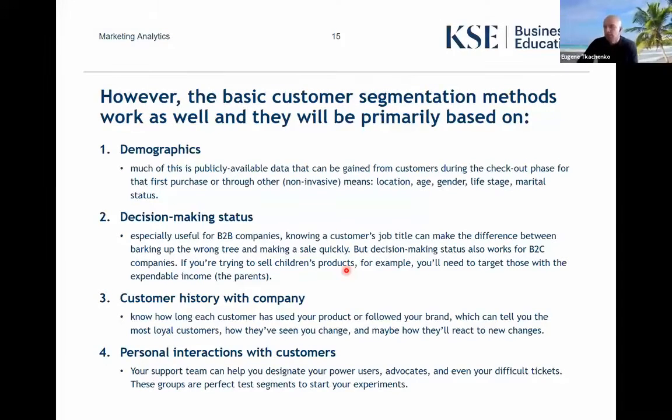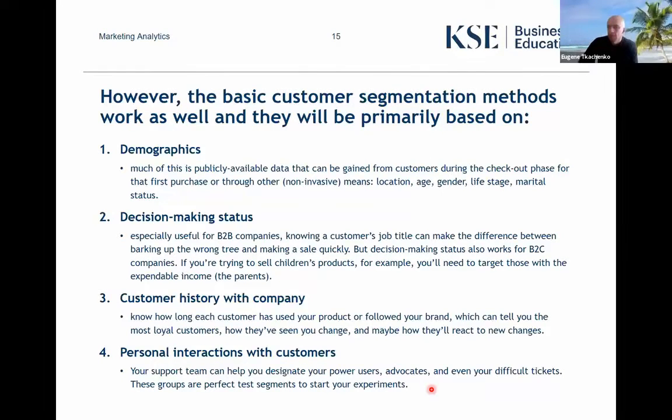Just something to consider. Customer history with the company is basically anything related to previous transactions, understanding the loyalty, or at least the people who value the loyalty or value your interaction as a company with them and your customers. Personal interactions with customers is basically when I was talking about handling tickets and having an account manager who can have some sort of private or at least personalized relationship with the client.